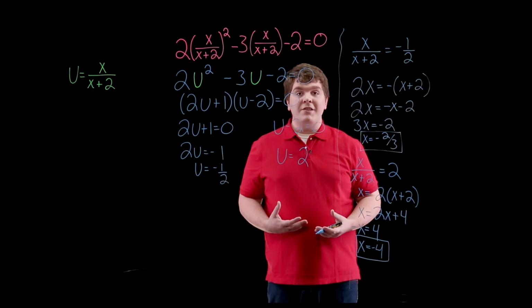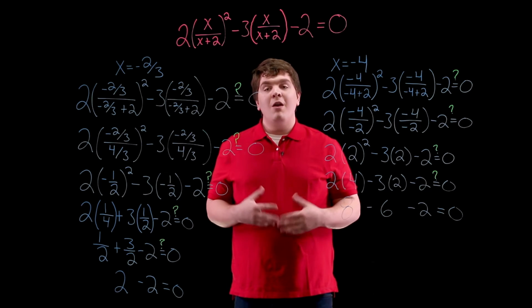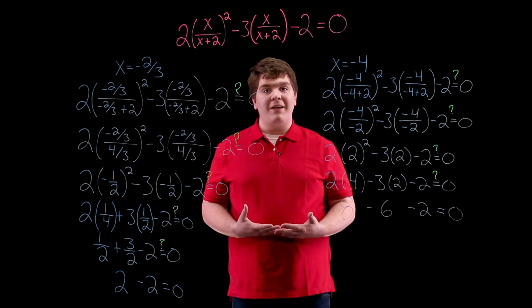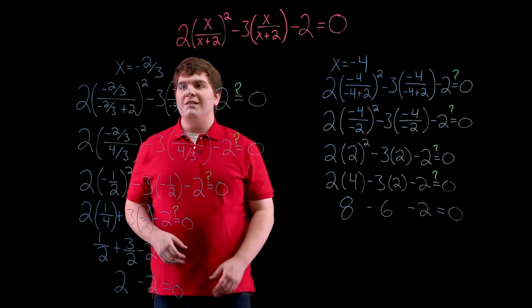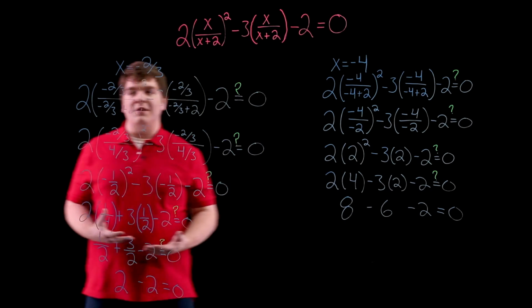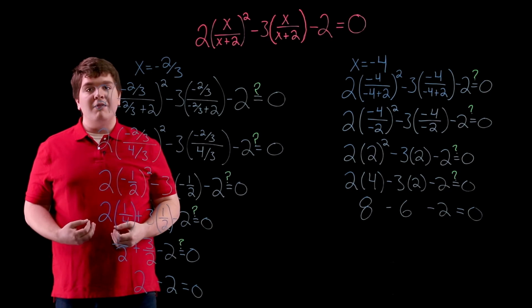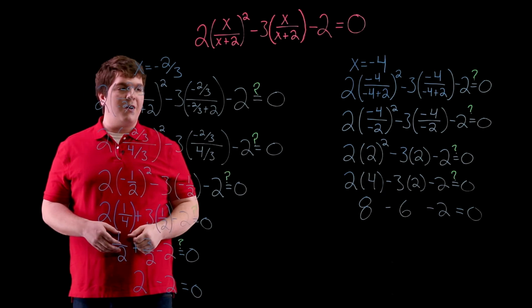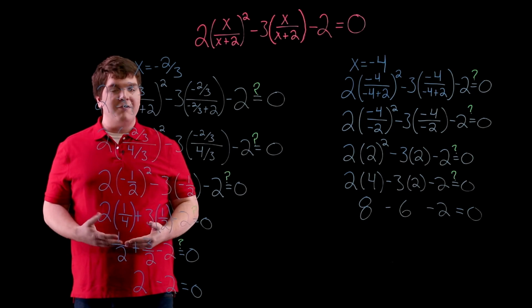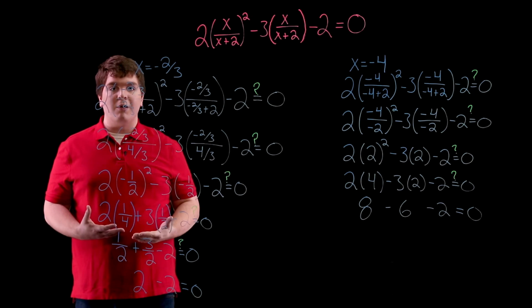Now at this stage, we have to check that each of our solutions satisfy the initial equation. To check, we'll substitute each of them back into the original equation. So we're substituting x equals negative 2/3 back into the original equation, which leaves us with 2 times the quantity negative 2/3 divided by negative 2/3 plus 2 squared, minus 3 times the quantity negative 2/3 divided by negative 2/3 plus 2, minus 2, and we want to know, is this equal to 0?